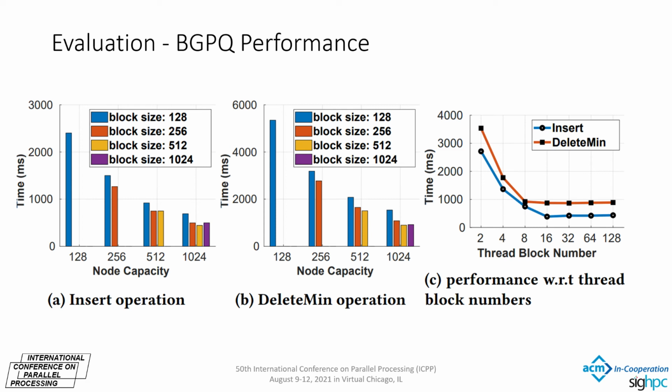In figure C, we show the relationship between performance and the thread block number. We see that the benefit from concurrency is restricted when the thread block number is more than 32, as the contention on the heap root becomes serious.